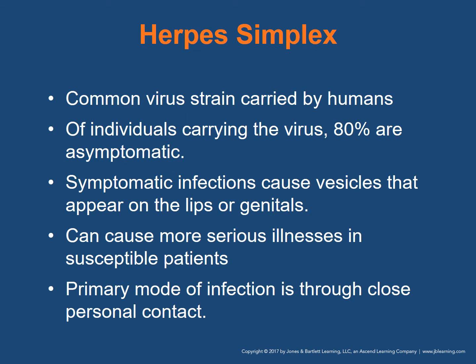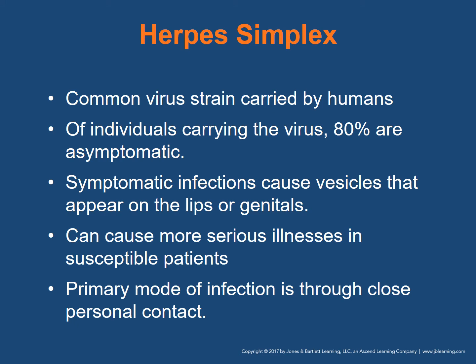You might come across a patient who has herpes simplex or herpes. Most of them are asymptomatic. You do have to be cautious, though I would hope you wouldn't be having close personal contact with your patients. It may, however, cause an open wound or infection around the mouth or the nose. It causes symptomatic infections in the lips and the genital area. So it can lead to more serious illnesses in those patients who have compromised immune systems.